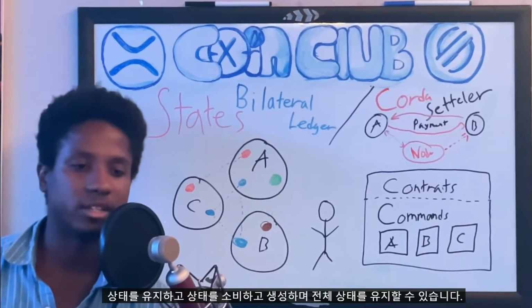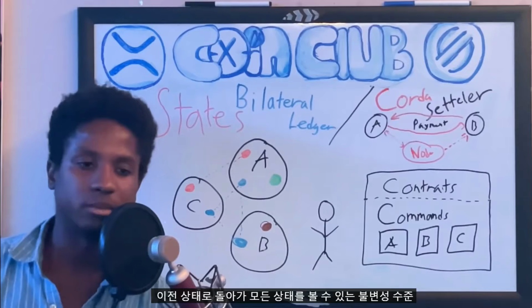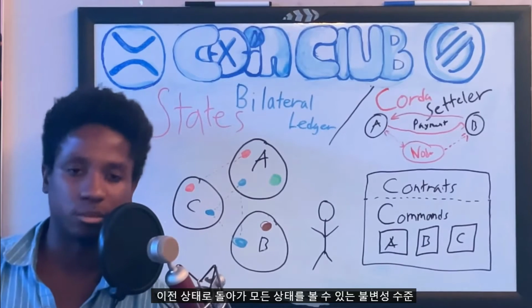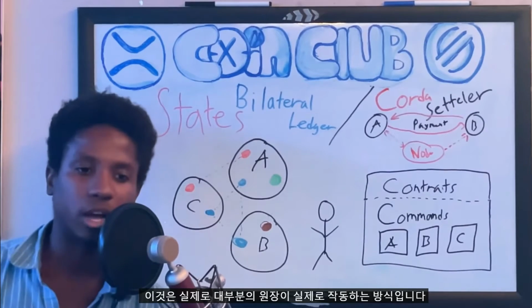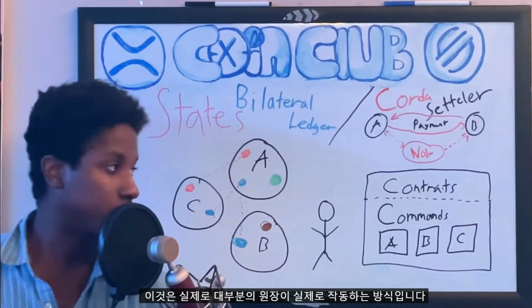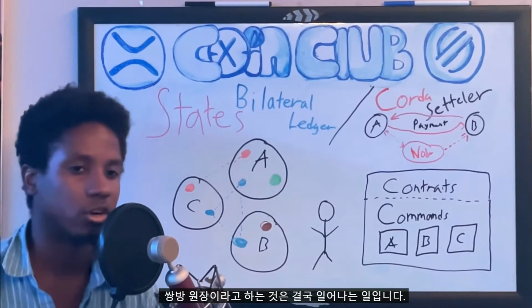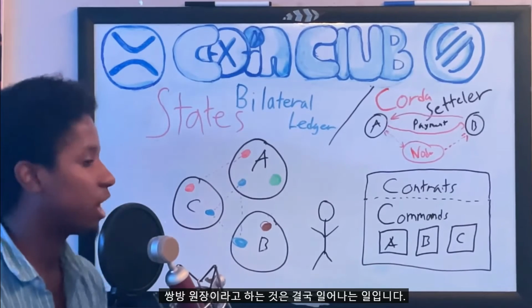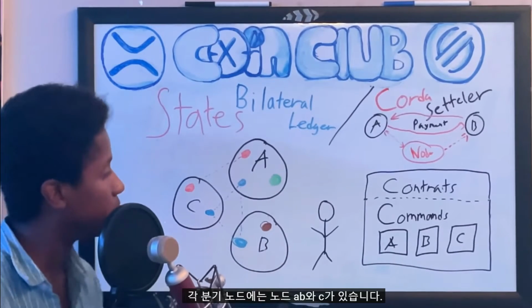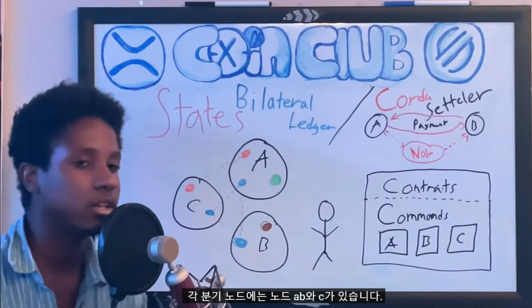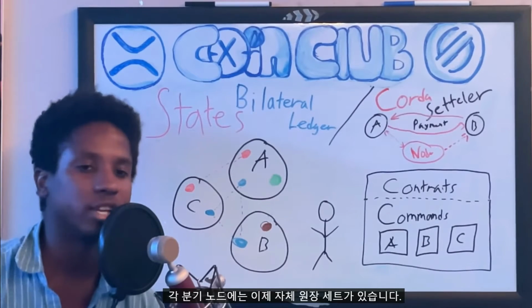And it's able to maintain its overall level of immutability by being able to go back and see all the previous states. This is actually how most ledgers work. Now, along with that, Corda operates off of what's called bilateral ledgers. So what ends up happening is each Corda node, we have node A, B, and C, each Corda node will have their own set of ledgers.